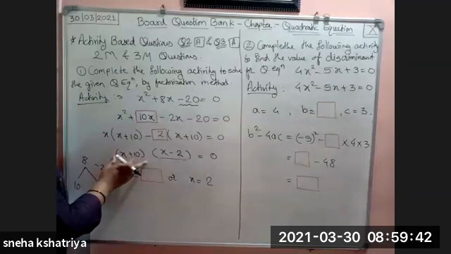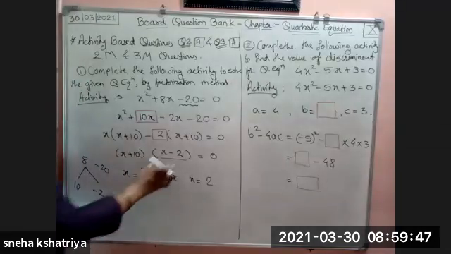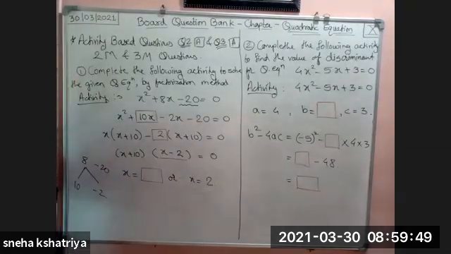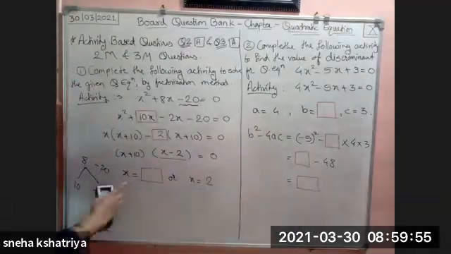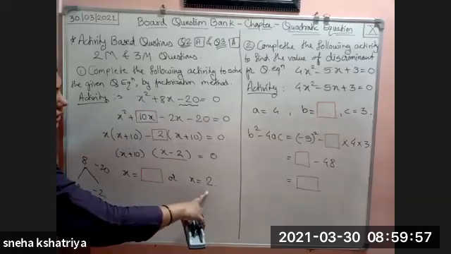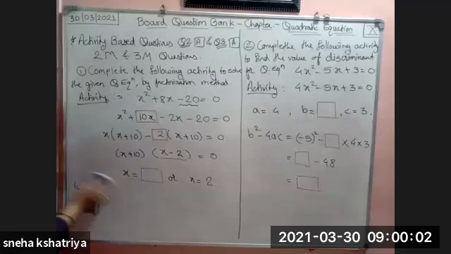Okay, so we get two brackets: (x + 10)(x − 2) = 0. Now, you can directly write the values, or if you don't understand, write it in proper manner like this. Now look here, we have one value of x, that is 2. We have to find the second value of x. Then how are we going to find it?